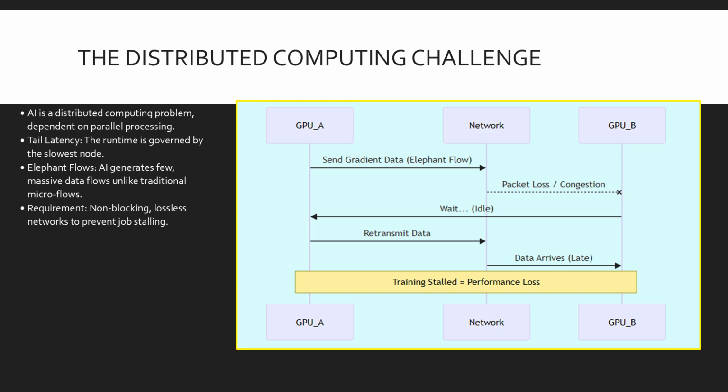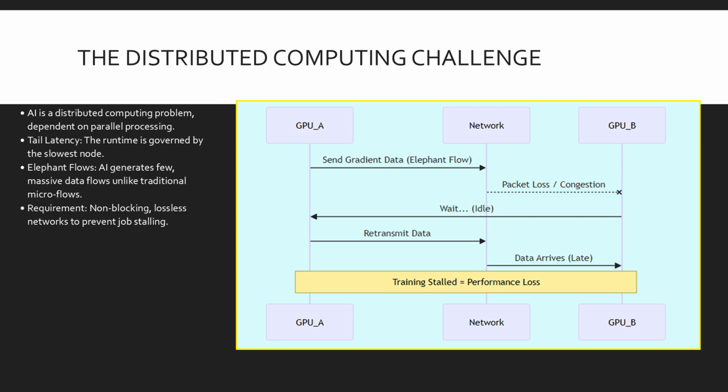Designing for AI means solving for distributed computing. Unlike standard web traffic, AI workloads generate elephant flows, massive bursts of data moving between GPUs. In this environment, the entire cluster is only as fast as its slowest node, a concept known as tail latency. If one packet drops or one link congests, hundreds of GPUs stall, waiting for data. Therefore, your architecture must prioritize a lossless network fabric. You cannot rely on traditional statistical multiplexing.